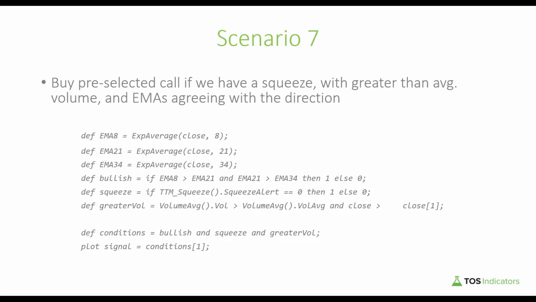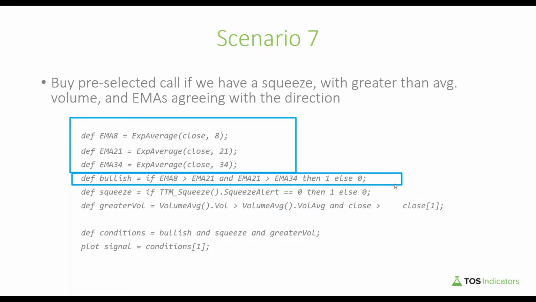So now the specific condition that we're going to take a look at is whether or not we have a squeeze with greater than average volume. And if our EMAs are agreeing with that direction, so we're stacked, then we want to go ahead and buy a pre-selected call. So here's the code that we have for it. That first part of the code should look fairly familiar, which is our stacked moving average code. And once again, we have our stacked code. This time we've just renamed the variable to be bullish.